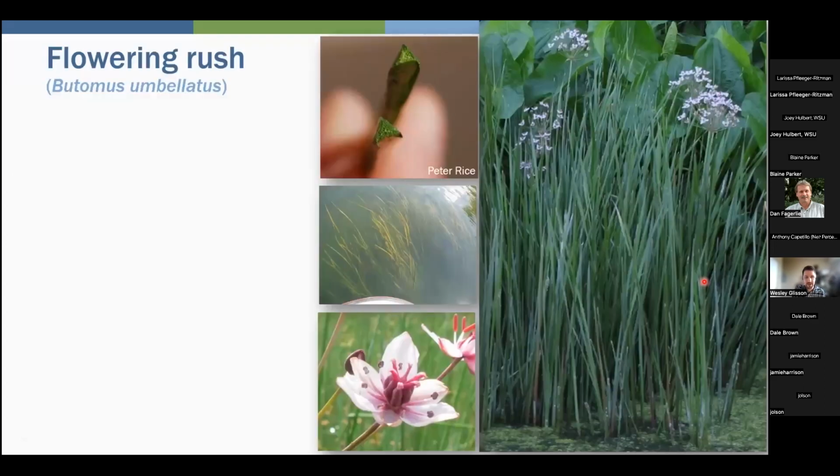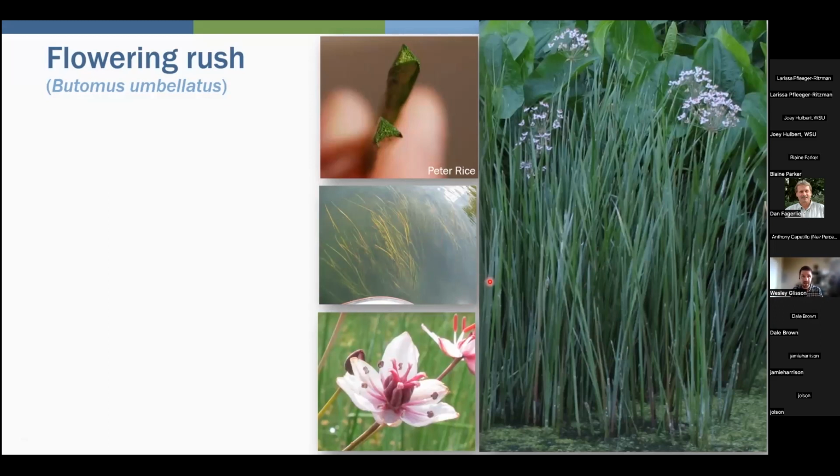So I know I'm moving fairly quickly, but I want to get through all these species here. This is one that has been mentioned before, a really high profile species. This is called flowering rush. This one can actually grow both emergent, so above the water, kind of similar to cattails or bulrushes or even sedges that you might see growing at the water's edge, but it can also grow fully submerged in the water.